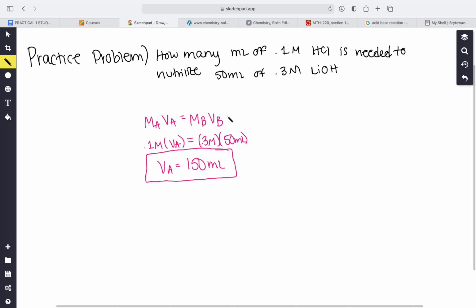Okay, so I'm also going to check real quick, make sure we're not dealing with anything that's diprotic or something that has 2 hydroxides. So this one only has 1. Awesome. This one also only has 1. Great, we don't have to do any stoichiometry, and there's our answer.